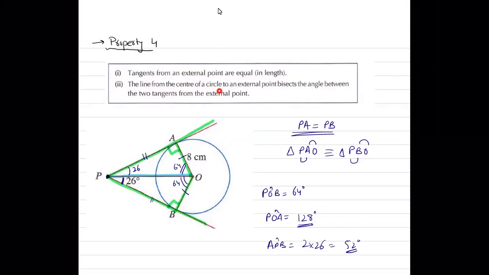Now this property is going to make sense. The line from the center of a circle to the external point P is bisecting the angle between the two tangents from the external point. So this angle and this angle is bisected. Initially, this complete angle was 52 because the line from the center of a circle to the external point is bisecting the angle into 26 and 26. Is this property clear? Any questions so far in the four properties that I've mentioned?